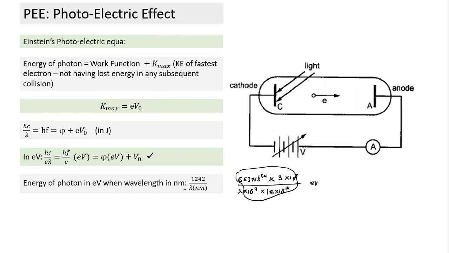This is a method I would use not only in this chapter, but in the remaining chapters also. Whenever you have to calculate the energy of a photon or EM radiation in electron volts, it is roughly equal to 1242 divided by lambda in nanometer. And many times you use only 1240 itself. 1240 is a good enough approximation.